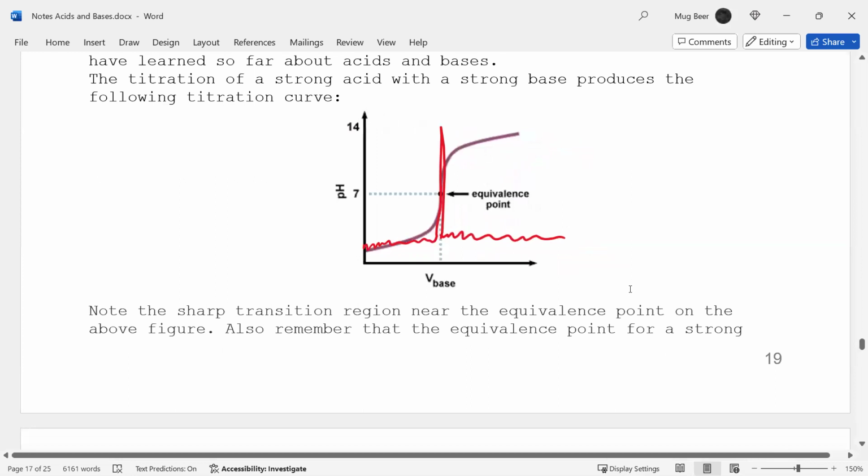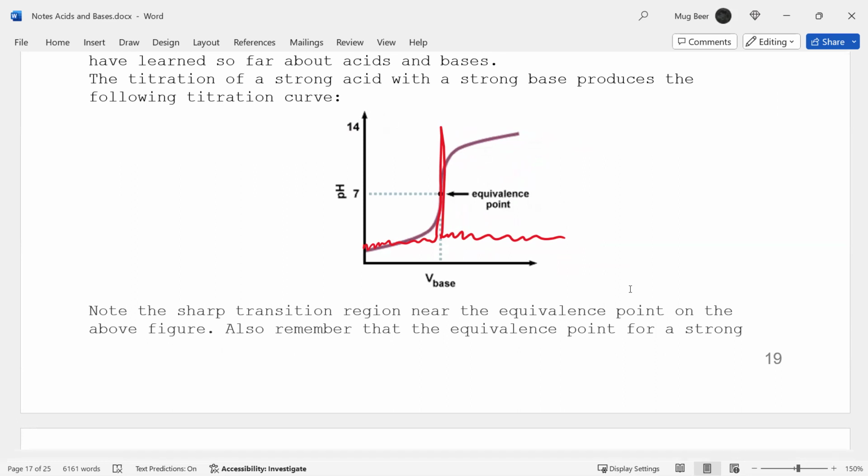Okay, so this curve is really specific. This is a strong acid being titrated with a strong base. How do we know that from what we talked about on Wednesday? Salt can't change the pH, so that means the pH should be 7 at the equivalence point. If the pH is 7 at the equivalence point, that means I had a strong acid and a strong base.